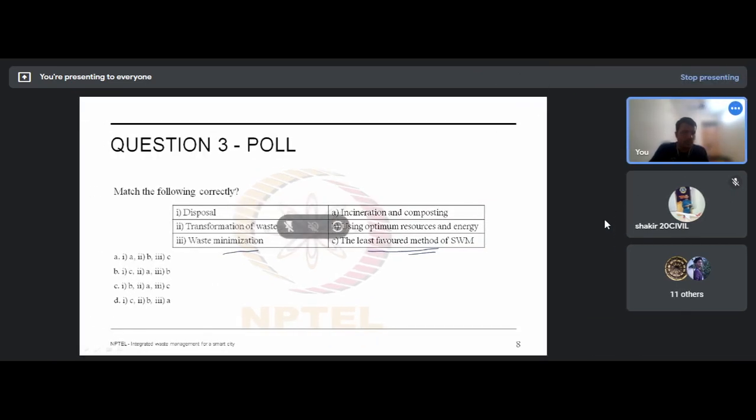If you are writing the answers in chat, just write it like 3C, 4D, something like this, so that I will be able to distinguish which question you are answering.